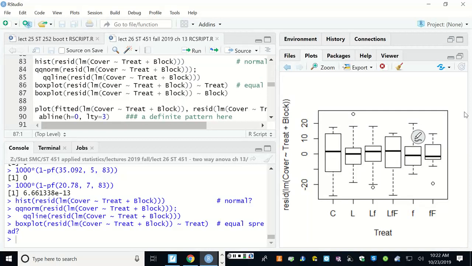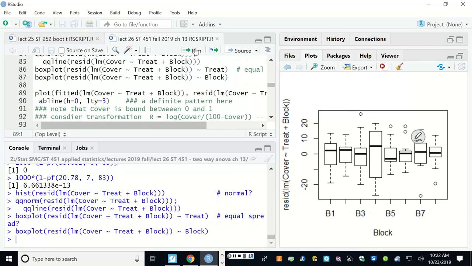There's some deviations from that. If you had a couple of these that were several times the size, then you would worry about just fitting one model, and maybe you should have separate models for things that are very, very different. By blocks, there's one block that seems to have bigger variability, but the others are kind of similar. So I wouldn't get overly worried about it.